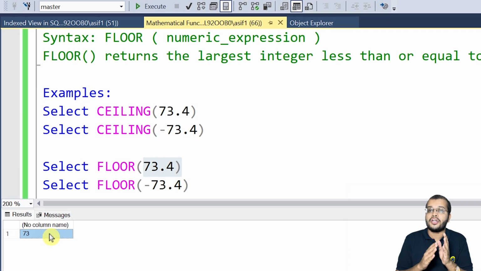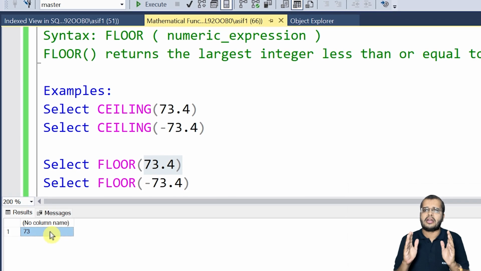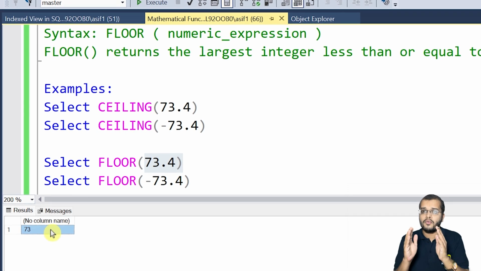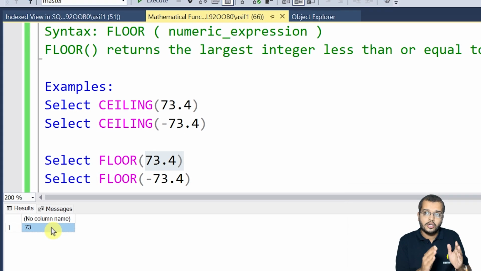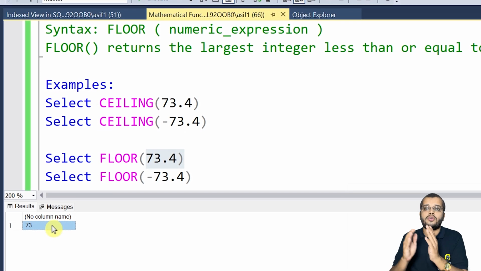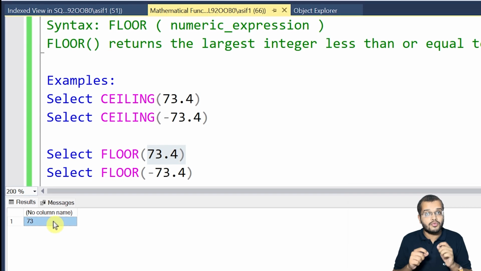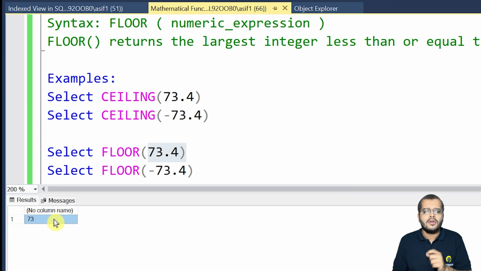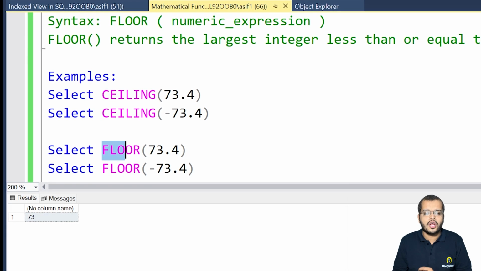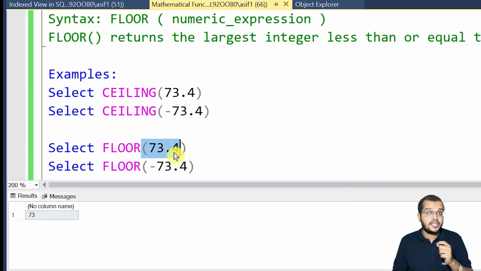So what it is generally doing, whenever we write a decimal, the value that is lesser than that decimal value and the value that is greater than it, we get in the output here. So when I'm telling it to select floor of 73.4, then 73 I'm getting.